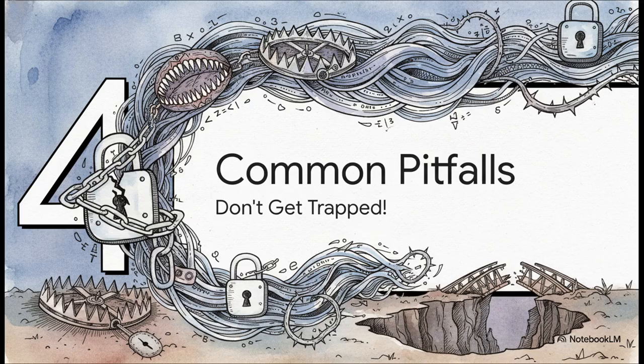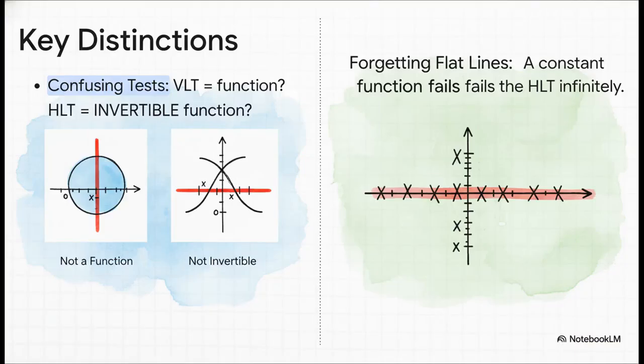Now, this horizontal line test is a fantastic tool, but there are a couple of classic mistakes people make, so let's make sure you don't fall into those traps. So let's clear up two really common points of confusion. First off, don't get your line tests mixed up. The vertical line test just asks, hey, is this even a function to begin with? But the horizontal line test asks a much more specific question. Okay, it's a function, but is it an invertible function? And second, be careful with those flat, constant functions. A line like y equals 5 is definitely a function, but it fails the horizontal line test, well, infinitely, so it can never be inverted.